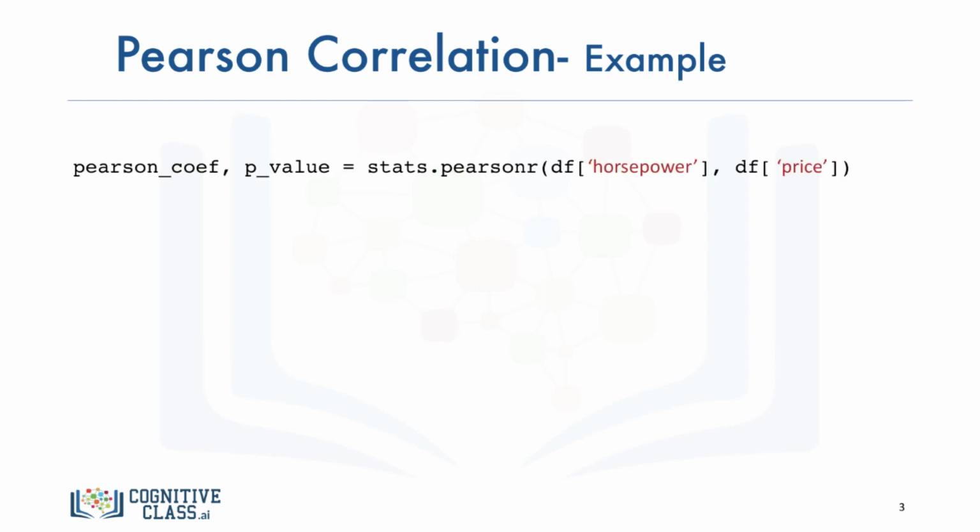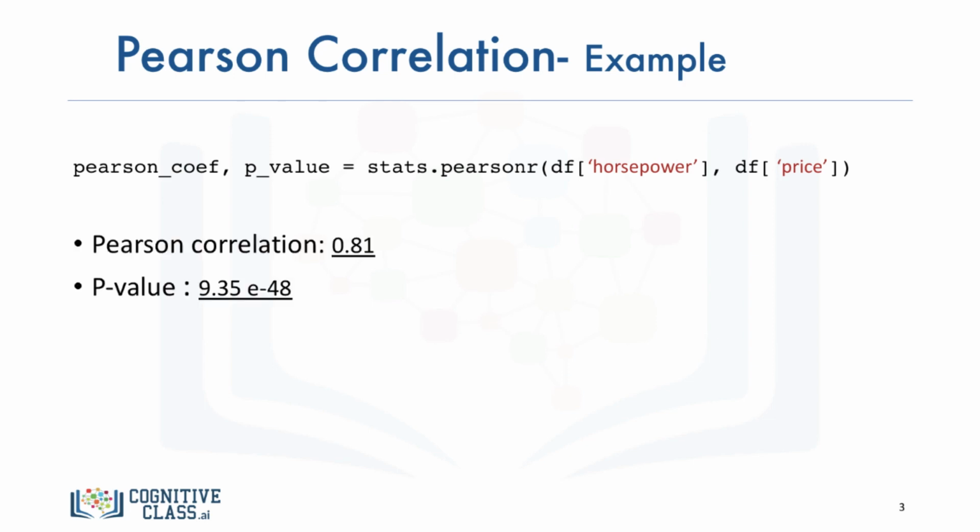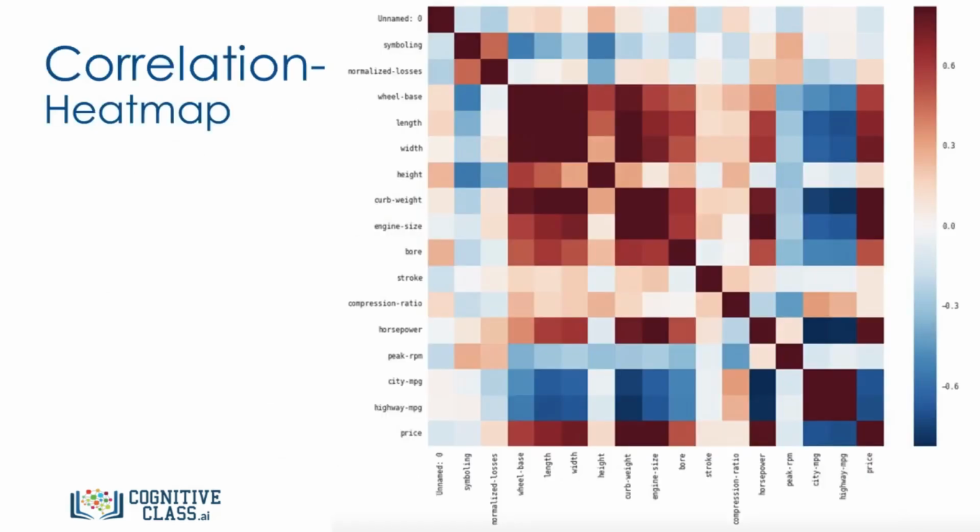See how easy you can calculate the Pearson correlation using the SciPy Stats package? We can see that the correlation coefficient is approximately 0.8, and this is close to 1, so there is a strong positive correlation. We can also see that the p-value is very small, much smaller than 0.001, and so we can conclude that we are certain about this strong positive correlation.